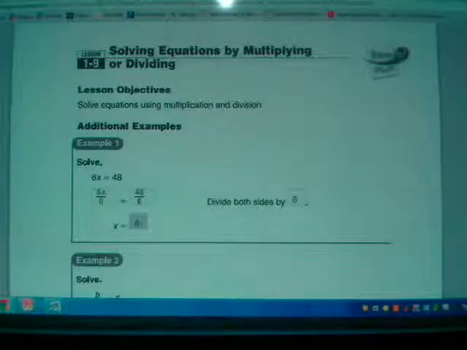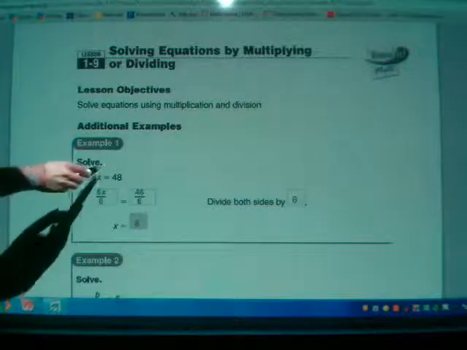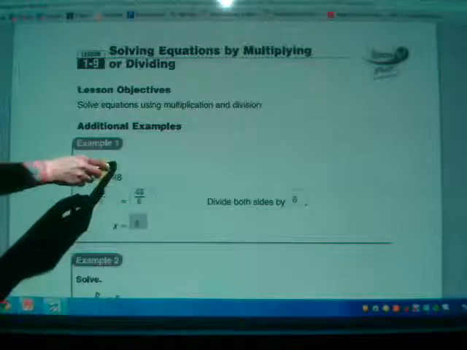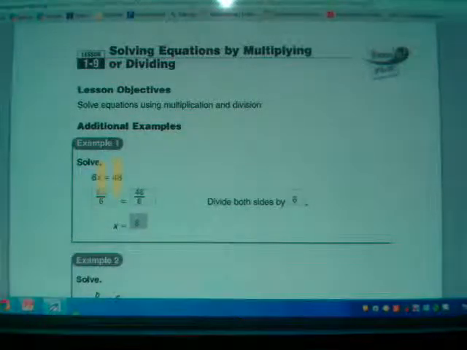So let's take a look at the first question, which has been on your screen for a little while. It says 6x equals 48. We'll apply the same concepts we did yesterday. We've got a variable, x, on the left of the equal sign, and a lonesome number, a constant 48, on the right side of the equal sign.